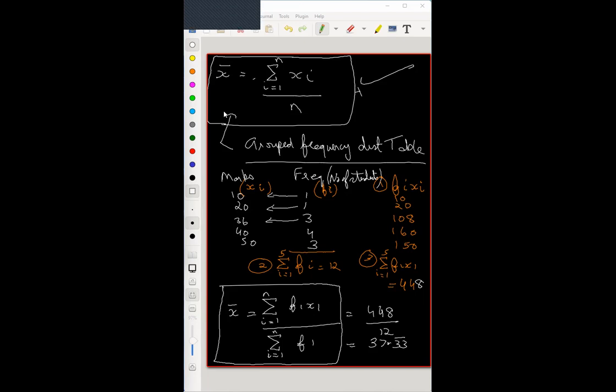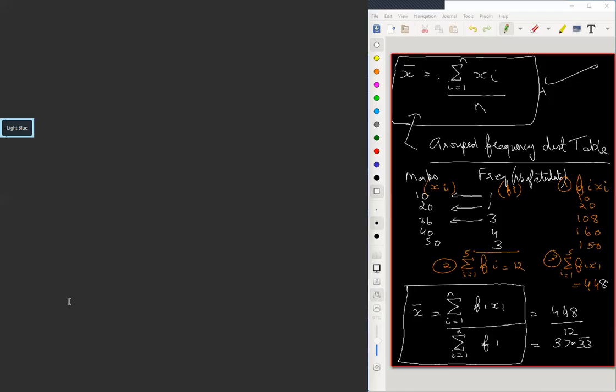So this is all applicable in the case of ungrouped frequency distribution table, okay? Group frequency distribution is not there in your syllabus, so we won't be covering that. So this is all about mean in the case of both raw data as well as ungrouped frequency distribution tables.